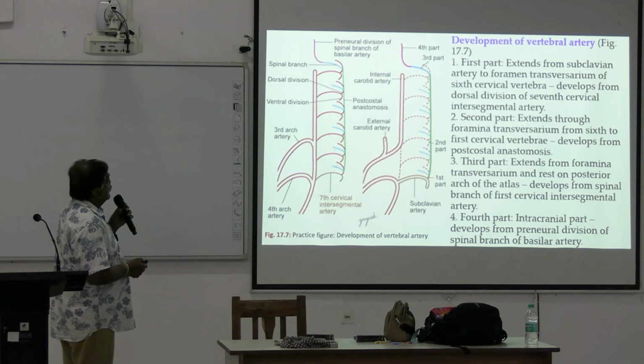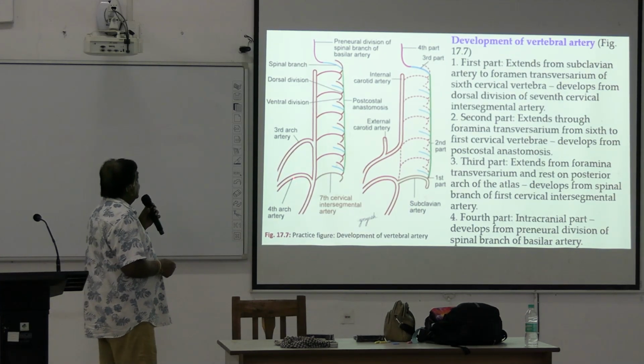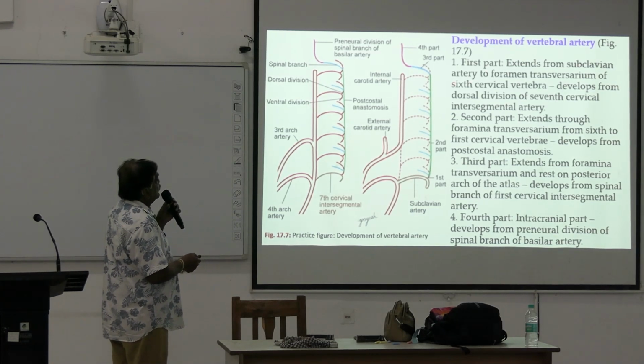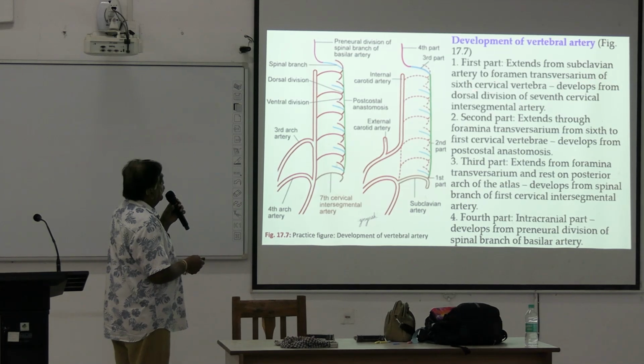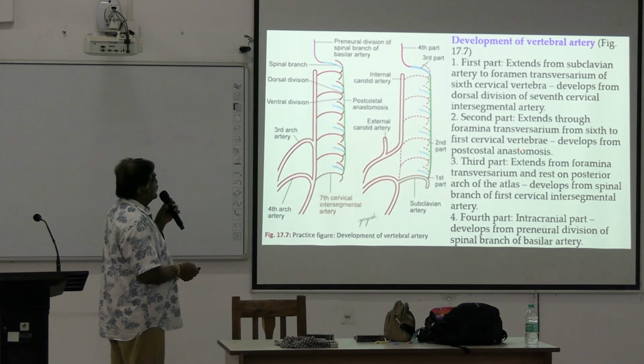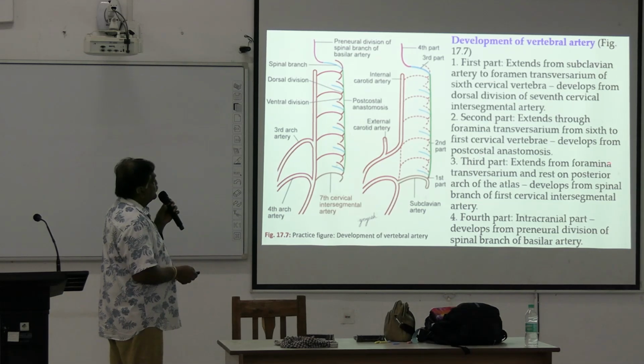Now, development of the vertebral artery. The first part extends from the subclavian artery to the foramen transversarium. 6th cervical vertebra develops from the dorsal division of the 7th cervical intersegmental artery. And the second part extends through the foramina transversarium from 6 to 7. First cervical vertebra develops from postcostal and apical. And the third part extends from the foramina transversarium and rests on the posterior arch of the atlas. Develops from the spinal branch of the cervical intersegmental artery.